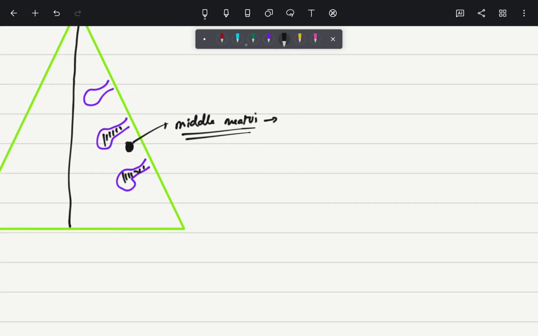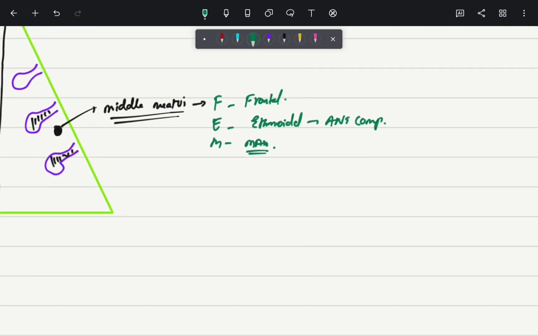And what are the structures or the sinuses which are draining here? The mnemonic is FEM. F stands for frontal sinus, E stands for ethmoidal sinus, especially the anterior compartment, and M stands for maxillary sinus. Okay, in the anterior compartment, I already told in my previous lectures that the anterior compartment has one big large air cell called the bulla ethmoidalis, which is going to drain here.